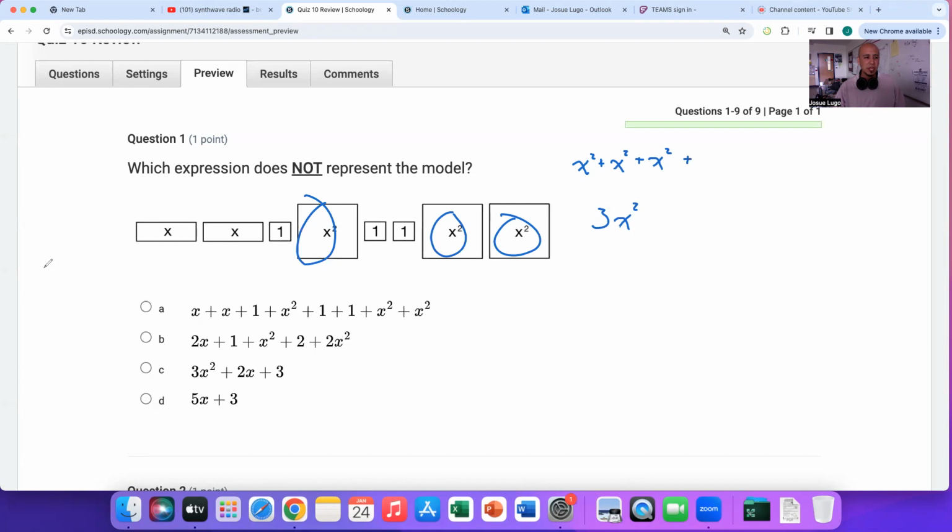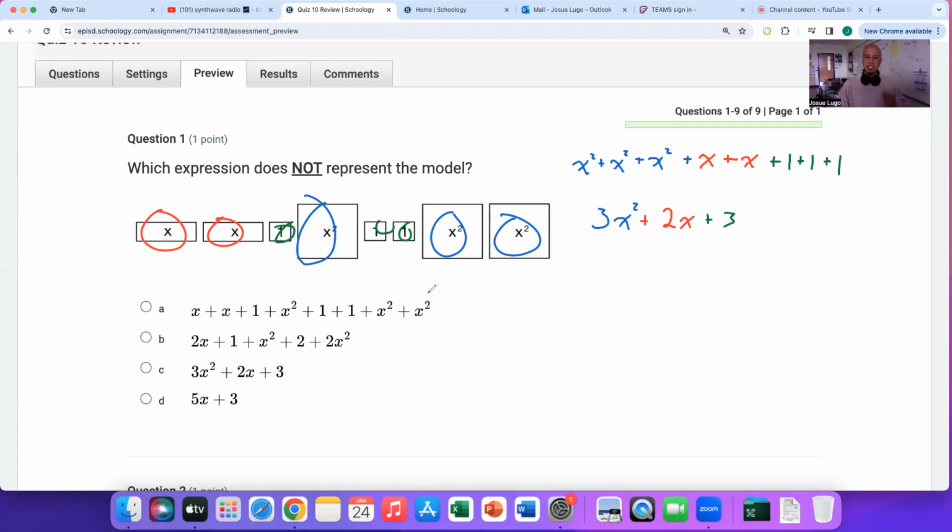Plus, notice that we have 1, 2 of these rectangles with x's. That's going to be plus x, or we can say plus 2 of the x rectangles here. And then finally, ladies and gentlemen, we have plus 1 plus another 1 plus another 1, because we have 1, 2, 3 of those little 1 boxes. So we can say plus 3.